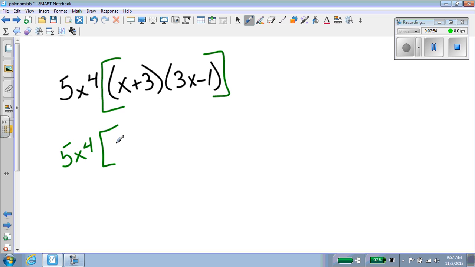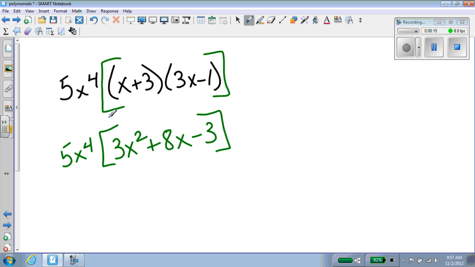x times 3x is 3x squared. My outside terms make negative x. My inside terms make 9x. So that's 8x when I combine them. My last terms make negative 3. By doing a little bit of mental math, I saved myself a step.